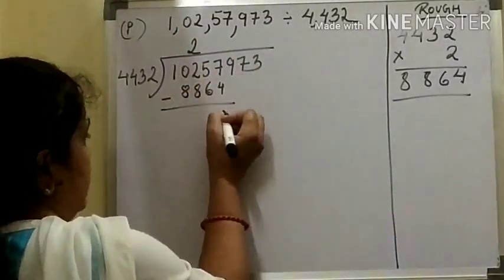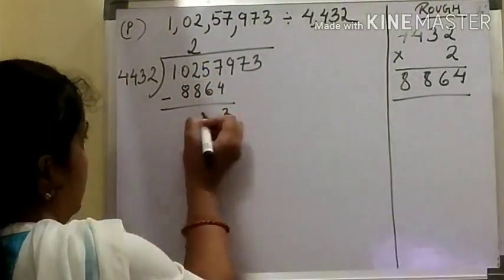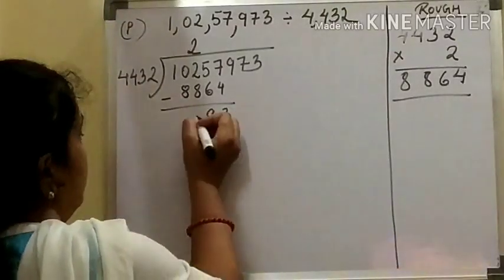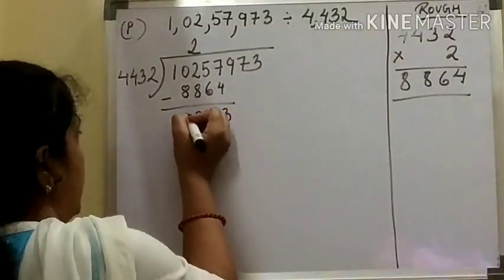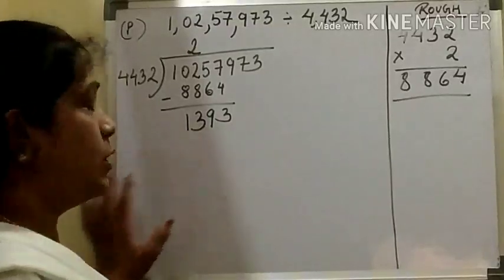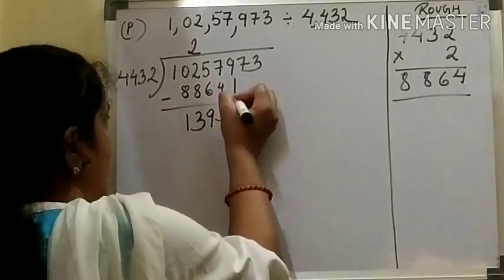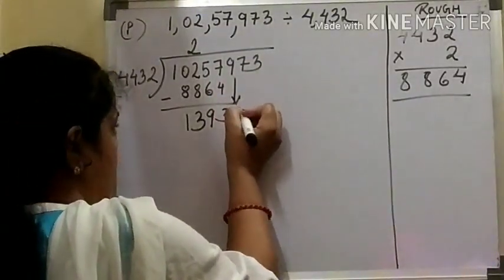Now subtract it. 7 minus 4, 3. 15 minus 6, it is 9. 11 minus 8, it is 3. And 9 minus 8, it is 1. We got 1393. Now we are going to bring down this 9.